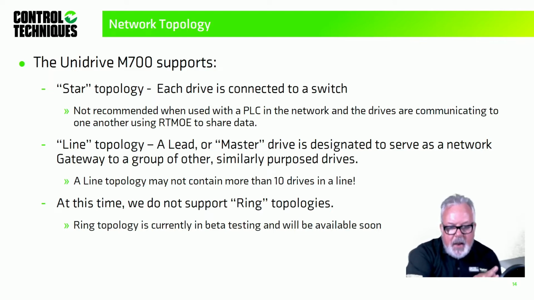Now, as of today, we don't support ring topology, but ring topology is currently in beta testing. I just saw an announcement about this earlier this week, and that will be available soon. I don't have an example of a ring topology, but with a ring topology, each device has 2 connections to 2 switches, so there's redundancy in your network. So star and line are what we're going to focus on today.